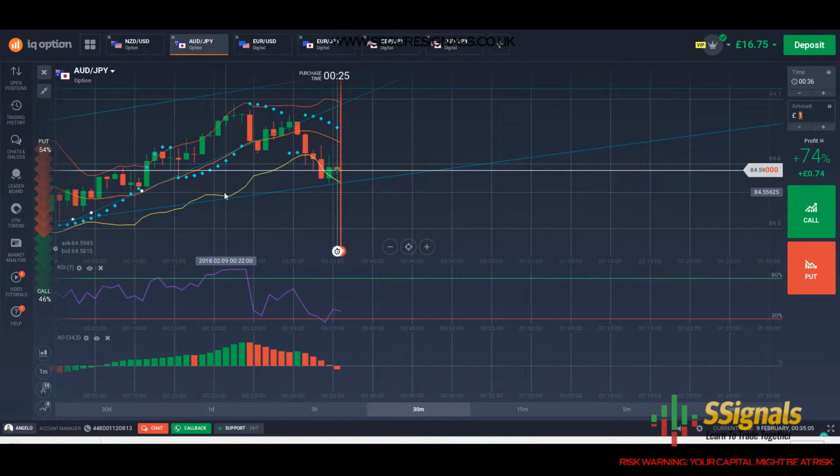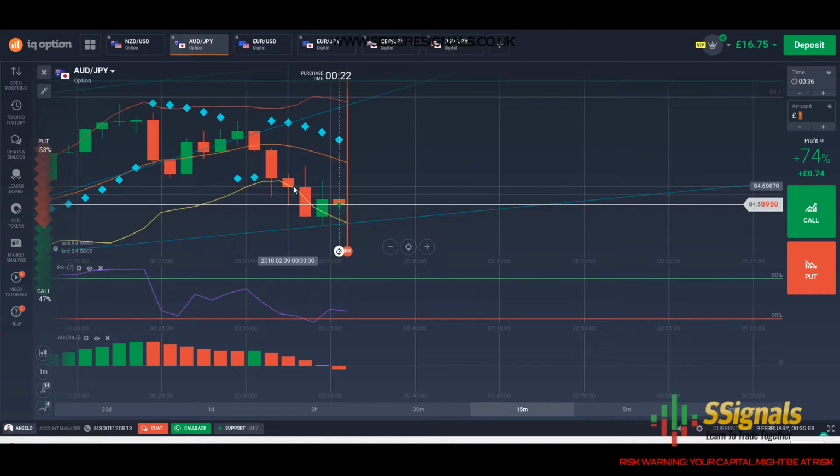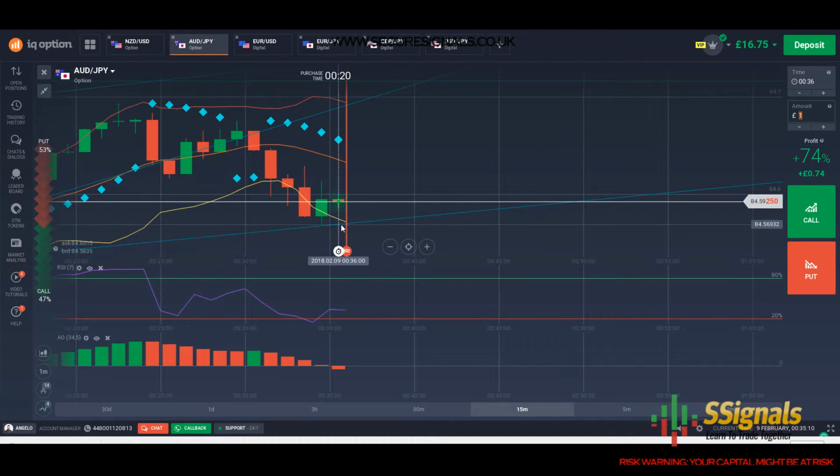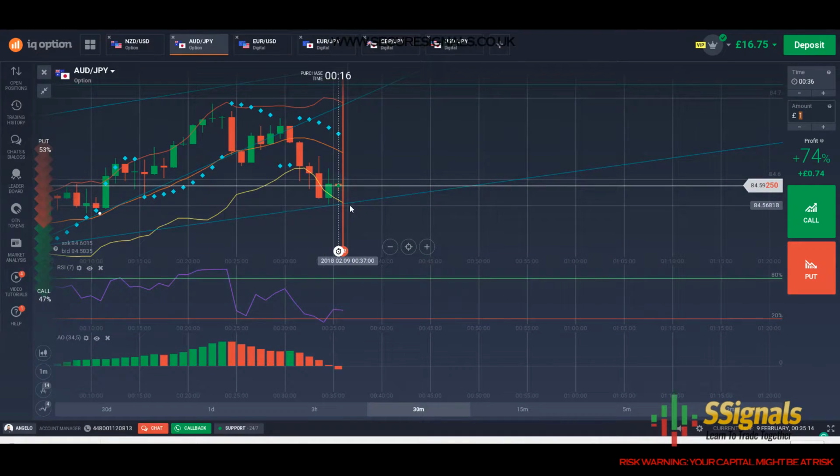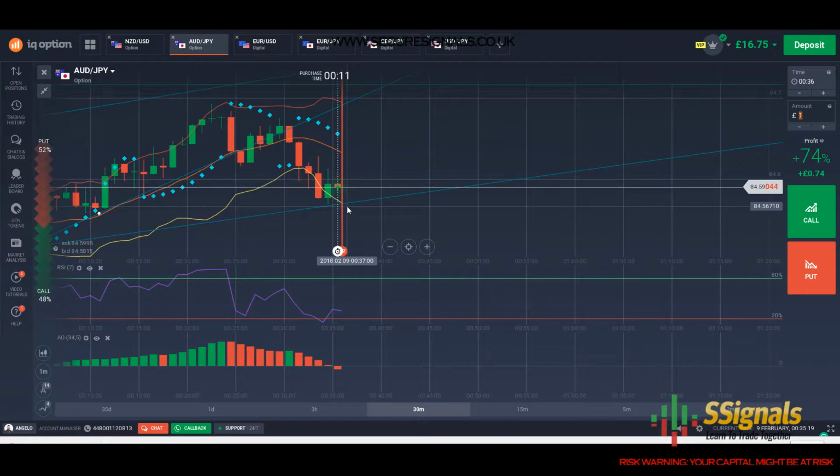The last couple of trades have not been good for us, from this session and the last, so hoping we can pick it up from here. Hopefully it'll touch here, around this level, and then we can enter a call. This one will be for a minute.